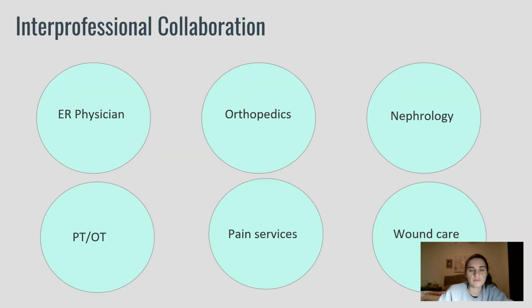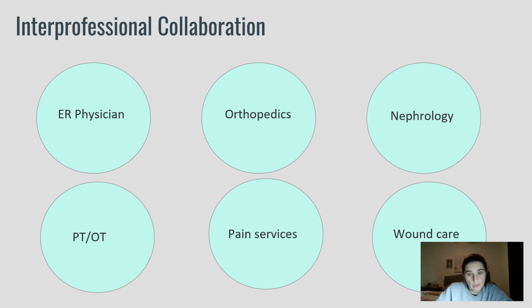Your interprofessional collaboration for fracture patients will sometimes include the ER physician, right? If they're acute, they'll come in through the ER and the ER team will manage the patient, and then if needed, they'll hand off to ortho, and then ortho becomes involved. If the patient has sustained a crush injury and goes into renal failure, then maybe nephrology will need to be involved. Obviously, PT/OT will need to be involved at some point.